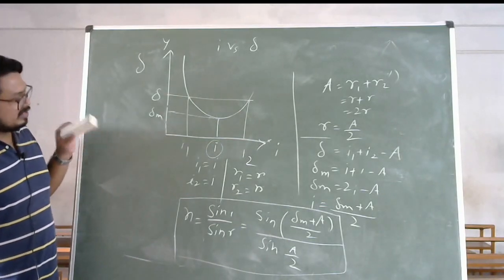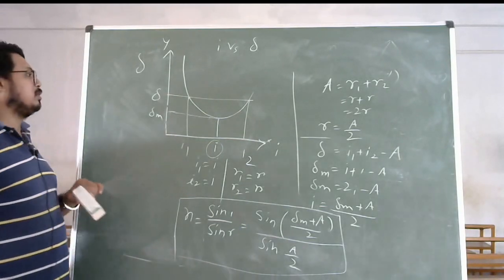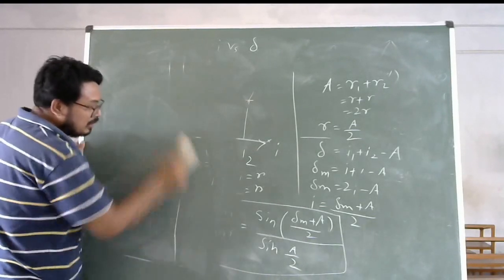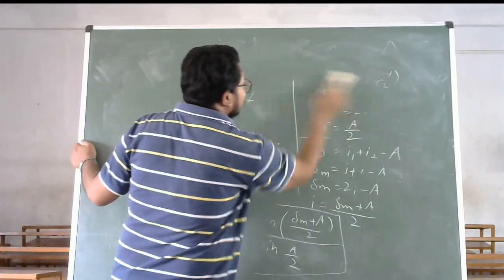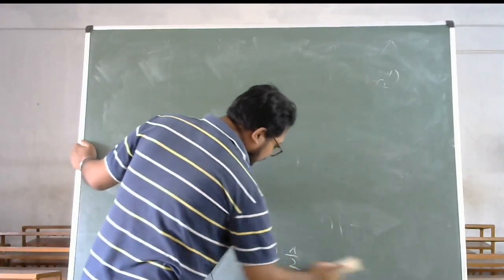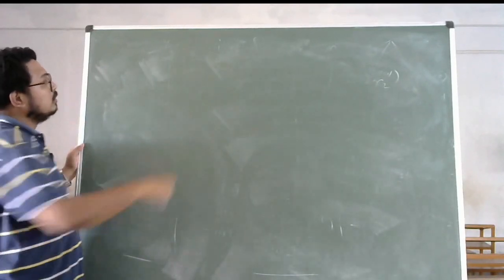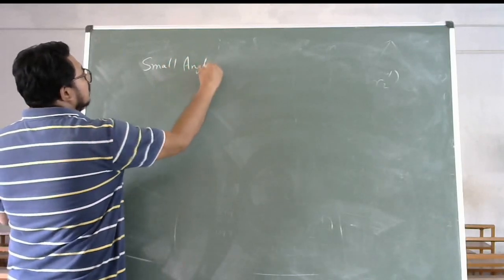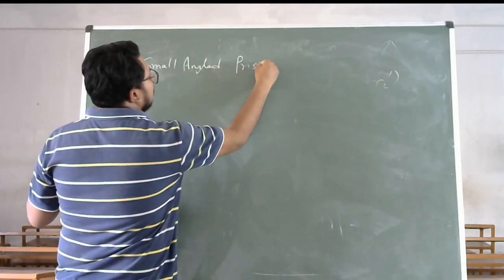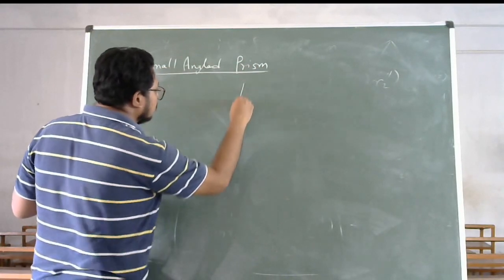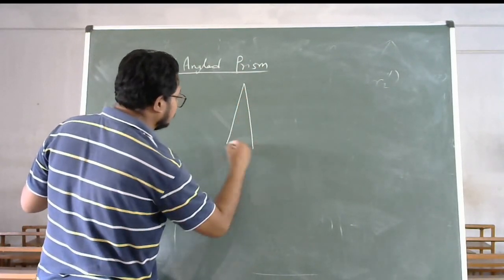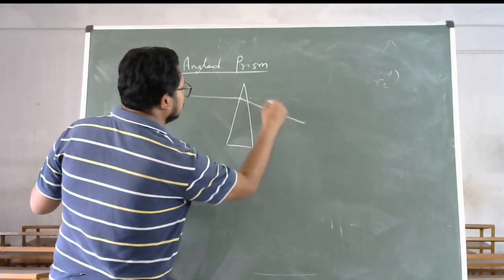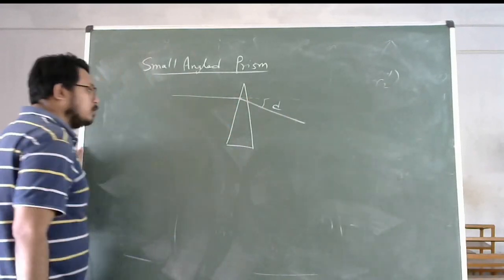So the same value you can find for a small angle prism also. So what is a small angle prism? A small angle prism means the angle of the prism will be too small. This is the deviation D we are going to find.